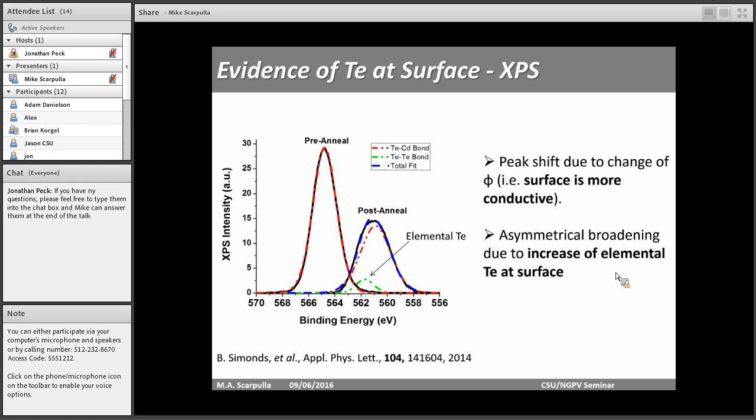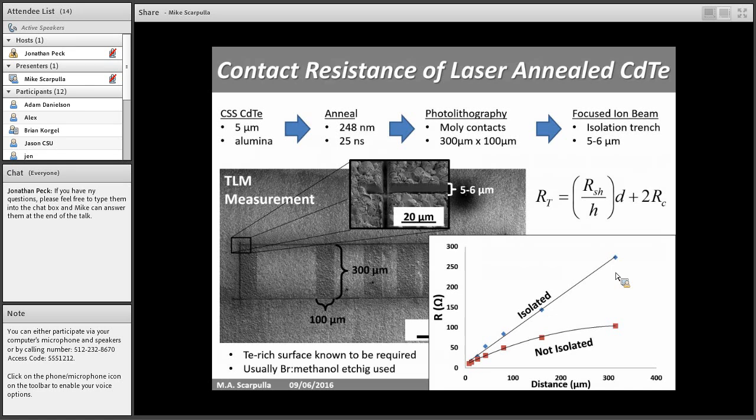And then secondly, there was some asymmetry and shape change induced in the post-annealed spectrum, which you can see: the red dashed line does not fit that black data, and we needed to add in this elemental tellurium peak in order to fit that with the blue line. And that was also evidence of this tellurium richness forming. So those were chemical signatures. Let's get down to brass tacks. Did it really make any difference?